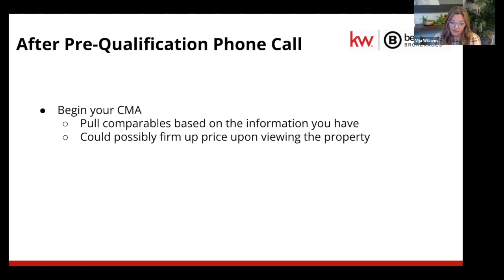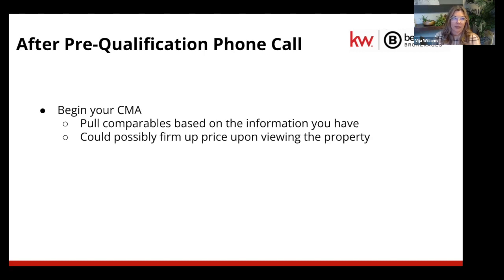After that pre-qual phone call, I start pulling comps and doing the CMA. We do have a training on how to do a CMA. And I try to firm up price if I can before I enter the property. Again, without actually going by the property, I don't ever show up with a definitive number. I work in ranges, and I rarely show up to a listing appointment with any price range, even in writing, because I've been really wrong before.